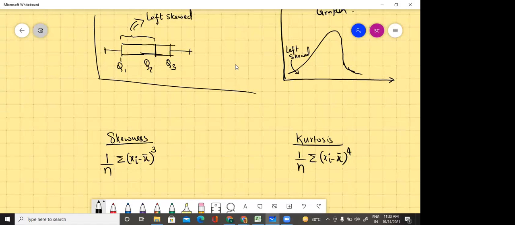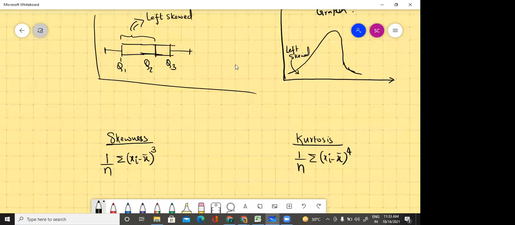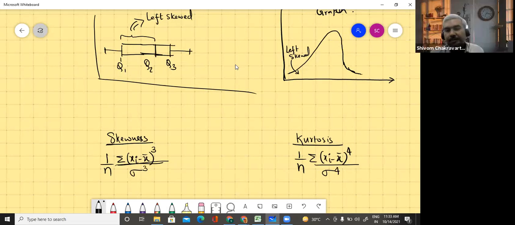So, you want the moments formula? Yes, the moments formula. 1/n summation of xi minus x bar to the power of 3, divided by the standard deviation, to the power of 3. And in kurtosis, it is the standard deviation to the power of 4. So these are the moments formulas. These are the most robust formulas.